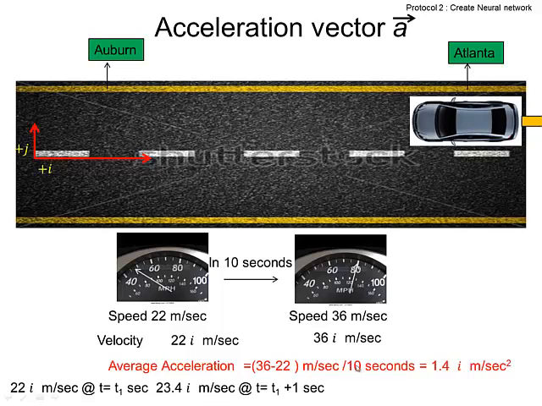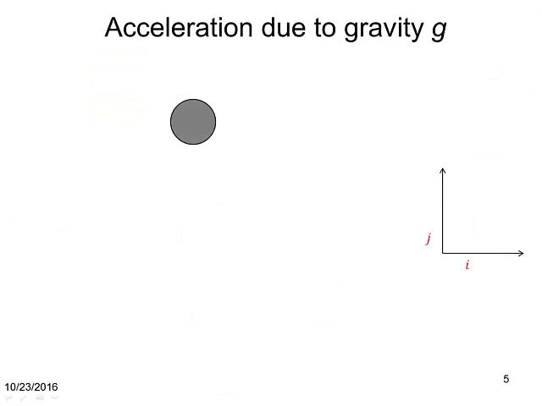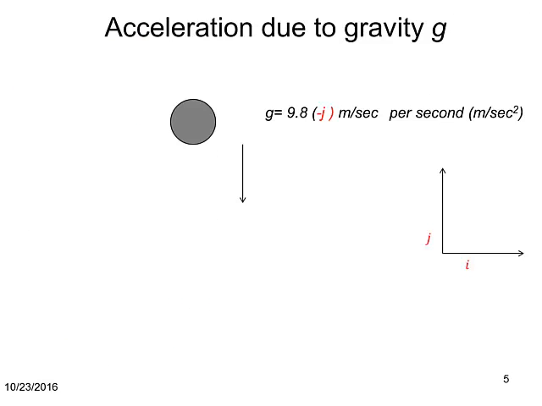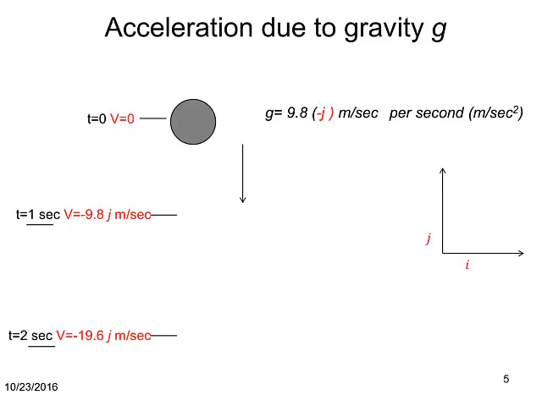A freely falling body experiences acceleration due to the gravitational pull of Earth. This is called acceleration due to gravity. For a freely falling body, the falling velocity increases by 9.8 meters per second every second, or we say that the acceleration due to gravity is 9.8 meters per second squared. Thus, the velocity of a ball dropped from a height will be minus 9.8 j meters per second at time equal to 1 second, and minus 19.6 j meters per second at time equal to 2 seconds, and so on.